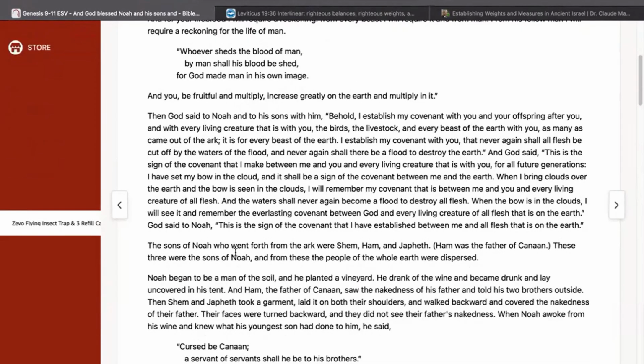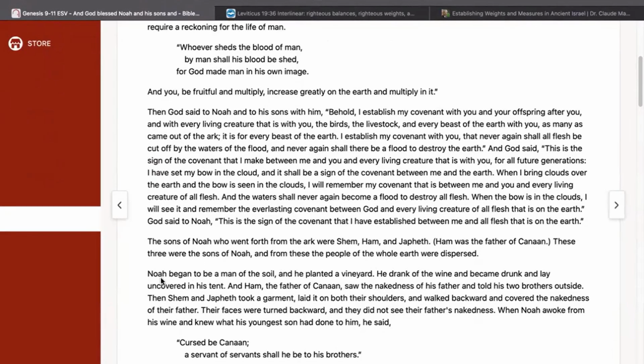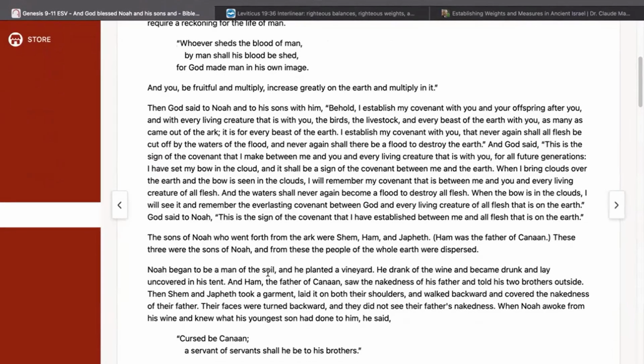The sons of Noah who went forth from the ark are Shem, Ham, and Japheth. Ham was the father of Canaan. These three were the sons of Noah, and from these the people of the whole earth were dispersed. Noah began to be a man of the soil, and he planted a vineyard. He drank the wine and became drunk, and lay uncovered in his tent.